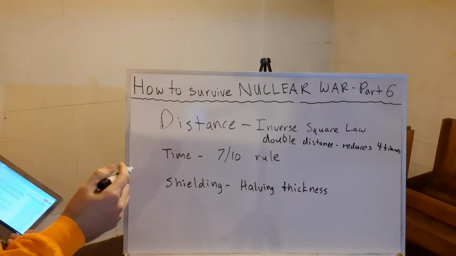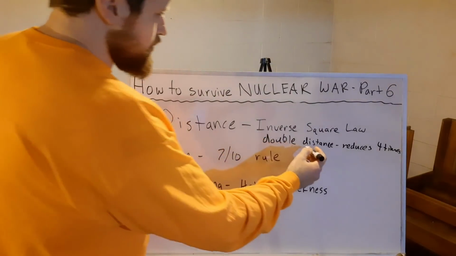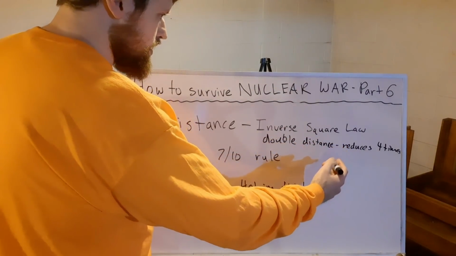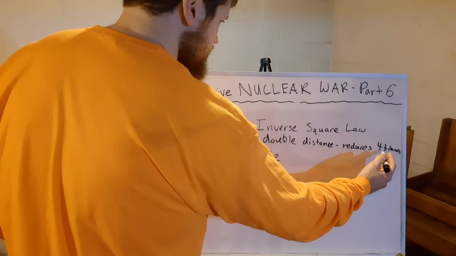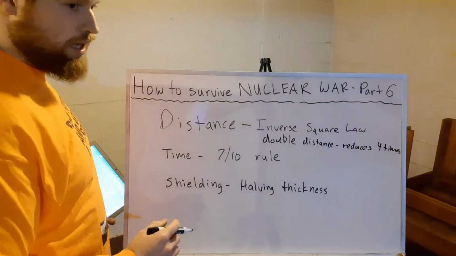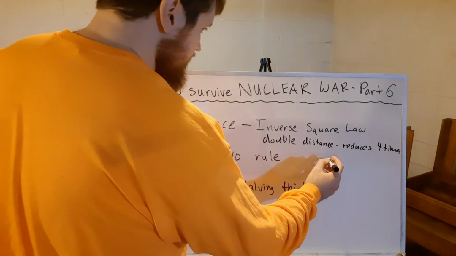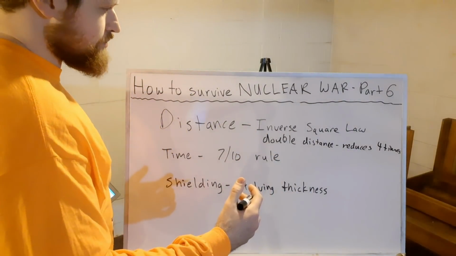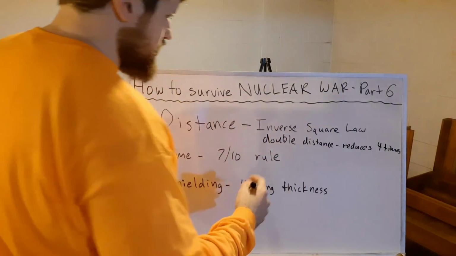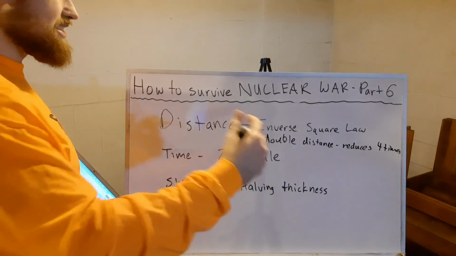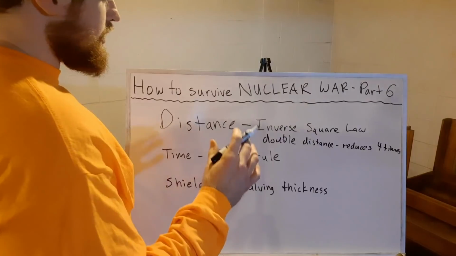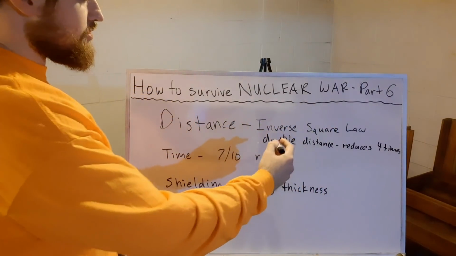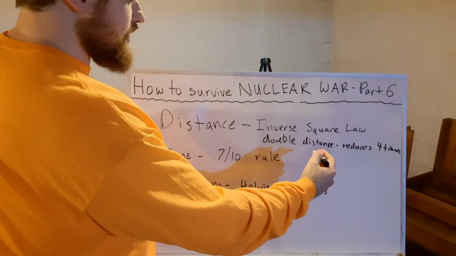All right, in layman's terms, what it means is if you double the distance from the radiation source, you're going to reduce the radiation by 4 times, okay? If you triple the distance, you're going to reduce the radiation by 9 times. And if you quadruple the distance, you're going to reduce the radiation by 16 times, okay? Because what you're doing is you're squaring the distance, okay? So you're doubling your distance value.